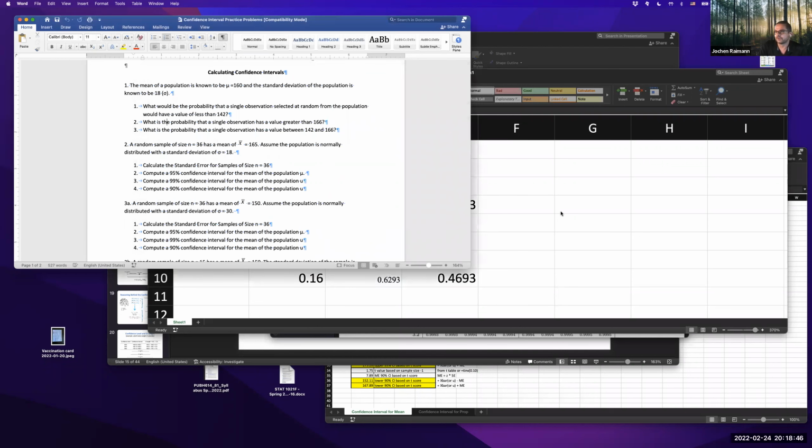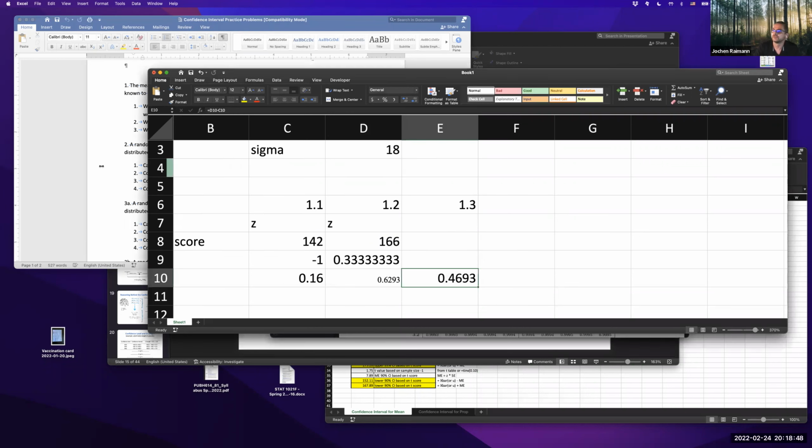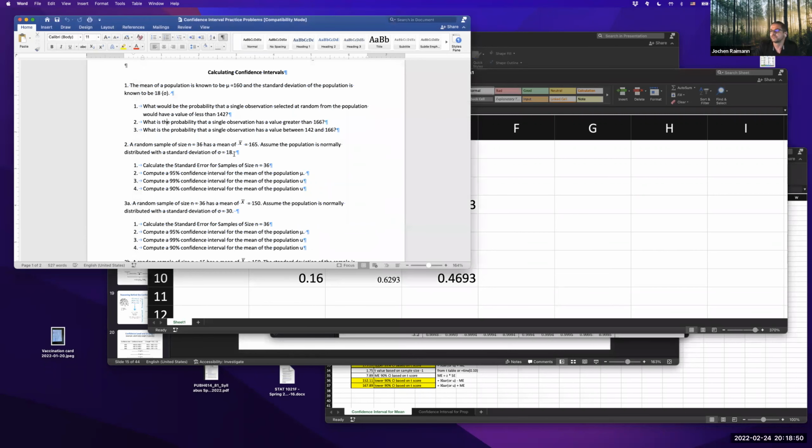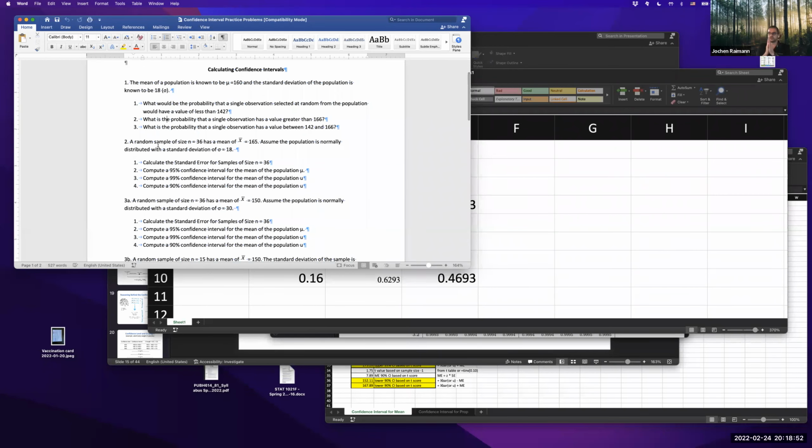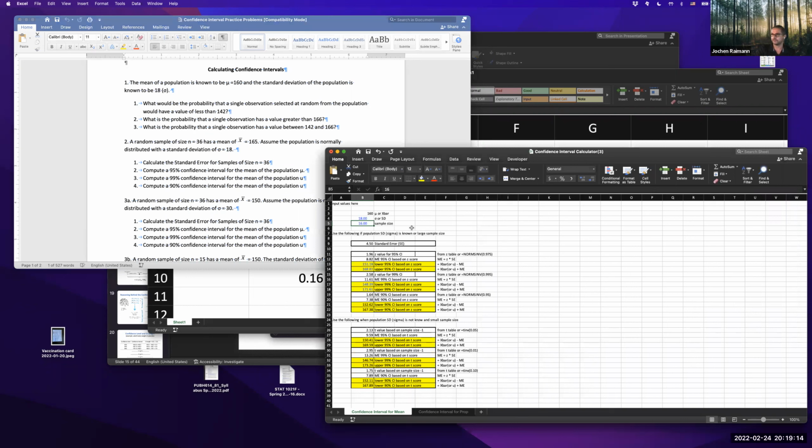If you carry on now, you go to example number 2. So now you have a random sample, right? So you have a sample that has an n of 36. You have a sample mean, notably, of 165, and you have a standard deviation of 18. And this is where we're coming now in the realm of confidence intervals, where we could actually use the confidence interval calculator.